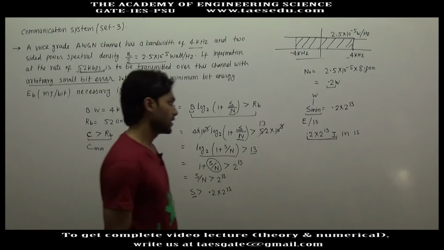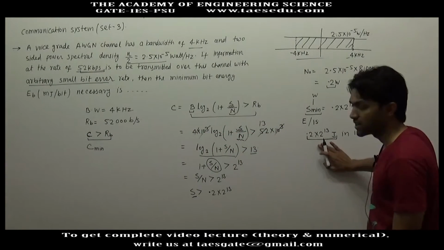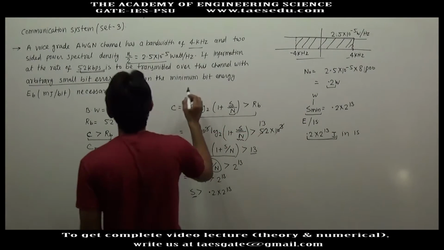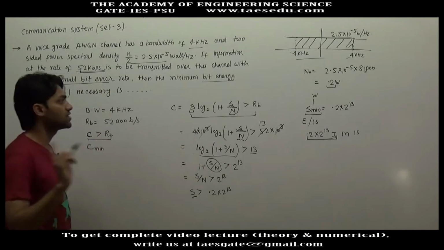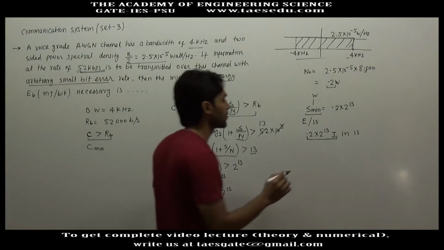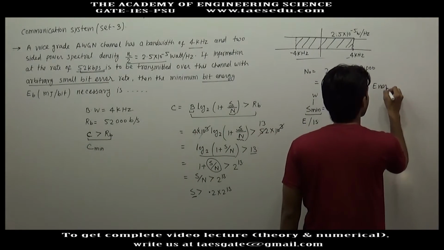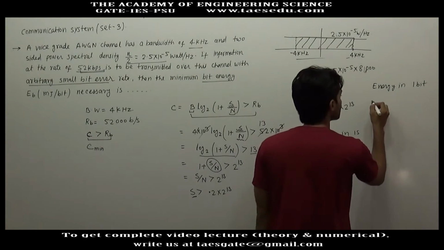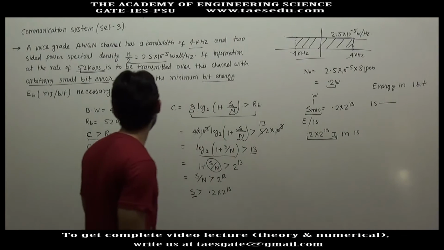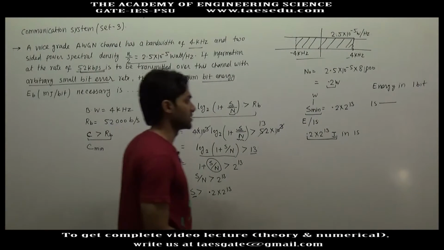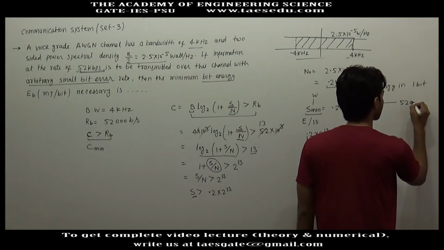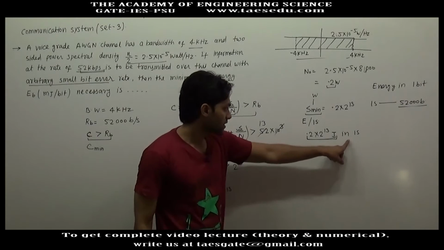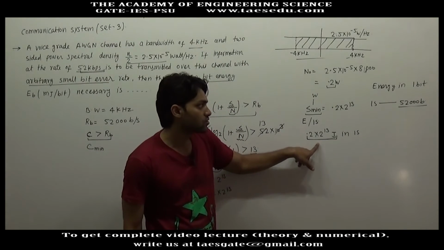In 1 second this much energy has to be transmitted, but here we have to find out the bit energy, the energy in 1 bit. And in 1 second how many bits are transmitted? 52,000 bits are transmitted. These many bits have to be transmitted, and in 1 second this much joule has to be transmitted.